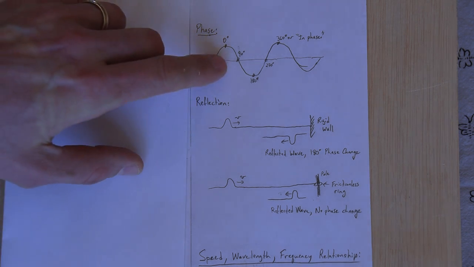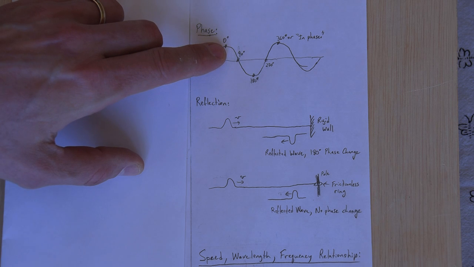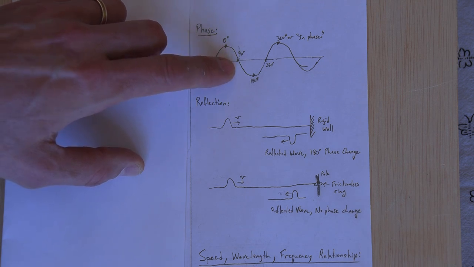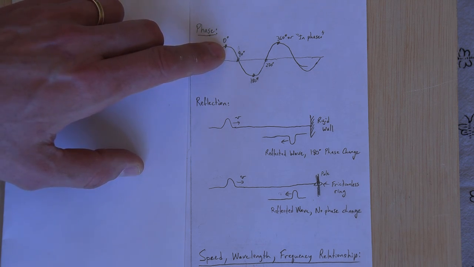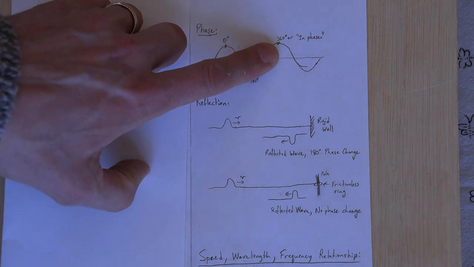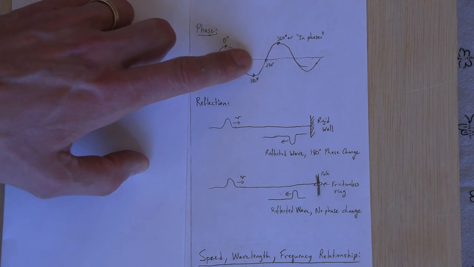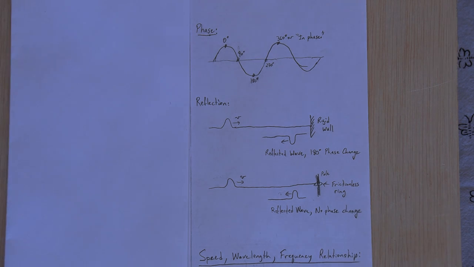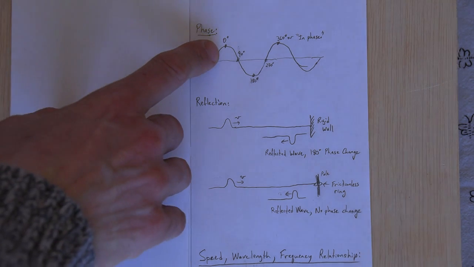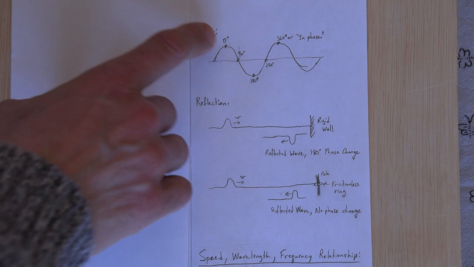So this point is 90 degrees out of phase with the original. That's how we would describe it compared to the original. You could say this is 360 degrees out of phase, which is really not out of phase. You could just say it's in phase with this because it's the same part of the cosine graph.